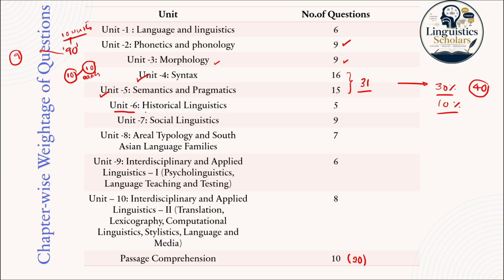From historical linguistics, we only got 5 questions. In sociolinguistics, we got 9, which is expected. From areal typology and South Asian language families, we got 7 questions. From psycholinguistics, language teaching and testing, we got 6 questions. And from translation, lexicography, computational linguistics, stylistics, media and language, we got 8 questions.